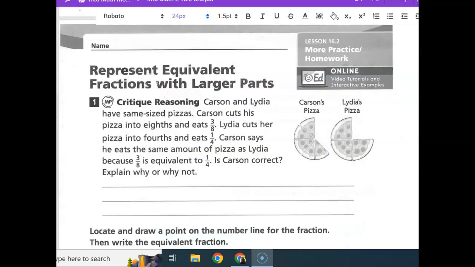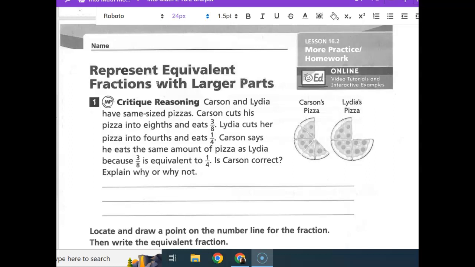Okay, on the homework, I'm going to help you out here with number 1. Carson and Lydia have the same size pizzas. Carson cuts his pizza into eighths and eats 3/8. Lydia cuts her pizza into fourths and eats 1/4. Carson says he eats the same amount of pizza as Lydia because 3/8 is equivalent to 1/4. Is Carson correct?